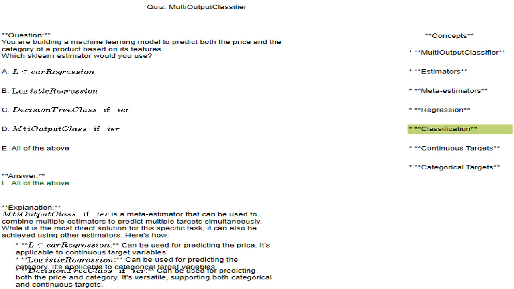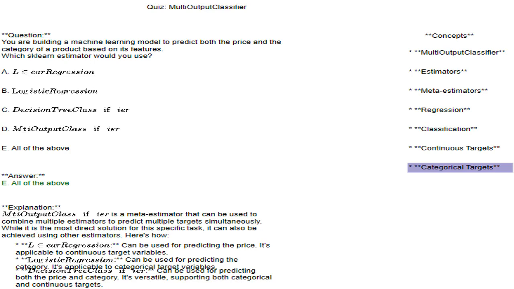Classification. Predicting a categorical target variable. Logistic regression and decision tree classifier are examples. Example: classifying emails as spam or not spam. Continuous targets. Target variables that can take on any value within a range. Example: the price of a product, temperature, or height. Categorical targets. Target variables that can take on only a finite set of values. Example: product category: electronics, clothing, gender, or sentiment: positive, negative, neutral.